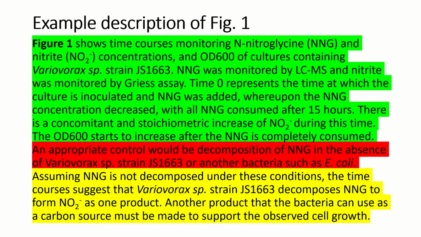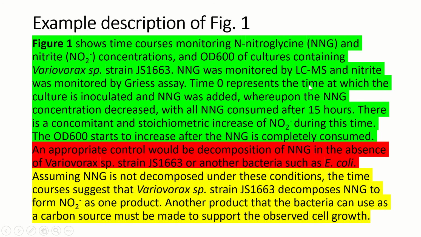So for instance, for the data shown, what I've written is something you might write for a description of figure 1 in the results section. The green highlighted text indicates exactly what we discussed, just the trends seen in the data. So figure 1 shows time courses monitoring N-nitroglycine, NNG, and nitrate concentrations and OD600 in cultures containing Variovorax species strain JS1663. NNG was monitored by LCMS and nitrite was monitored by Griess assay. So this indicates how these two molecules were monitored to get these data.